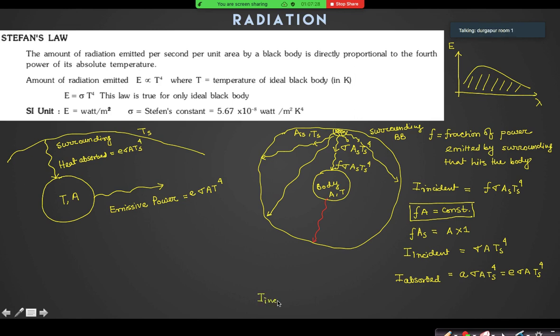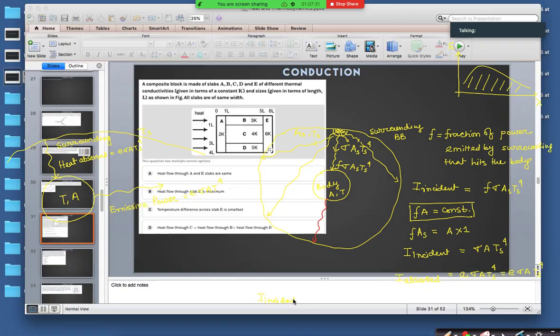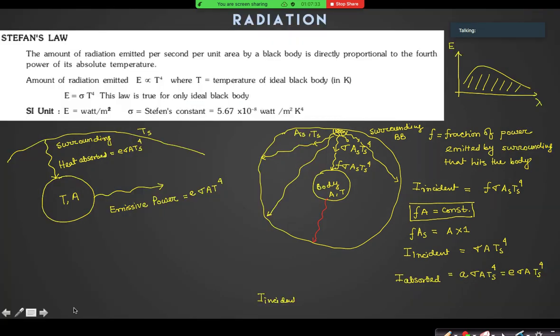I incident minus I absorbed is equal to what? I reflected. So why are you telling it's reflected? Because if something is incident on it, out of this a few part is absorbed, so where does the other part go? Definitely it is reflected back.